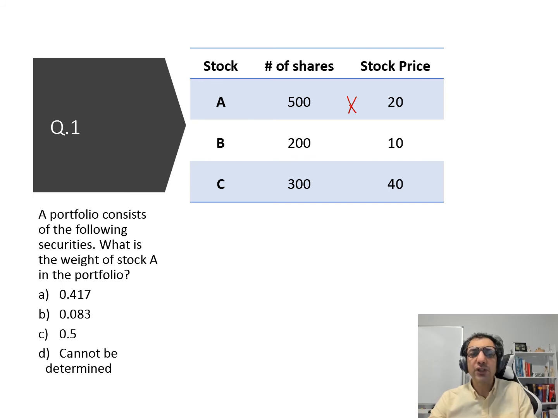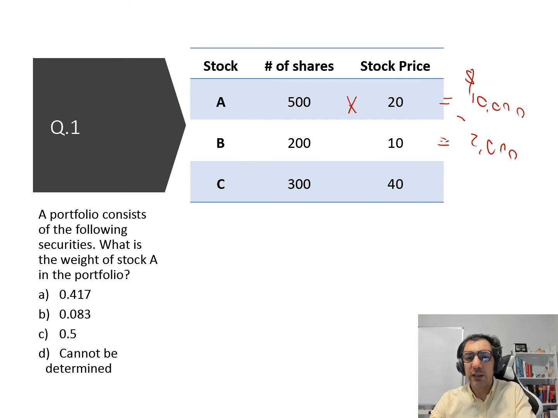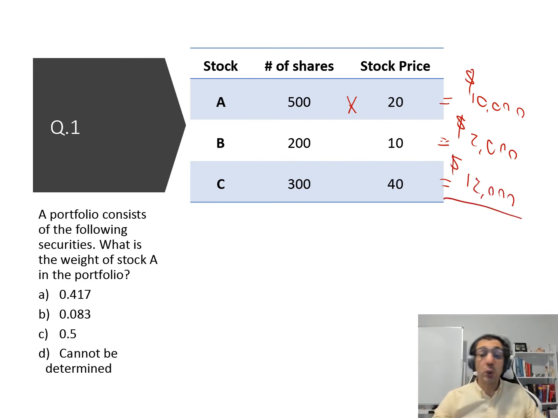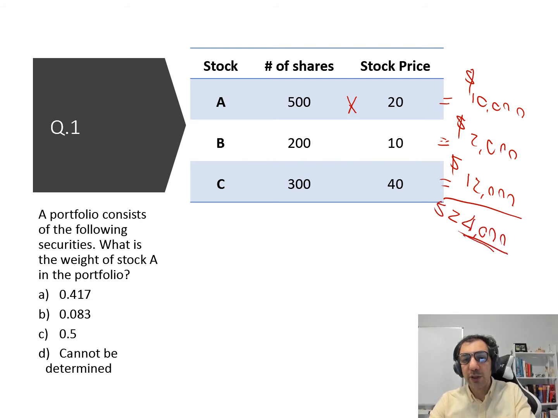So we have 500 shares. The stock price is $20, so it means the market value of stock A is $10,000. 200 shares of stock B, $10 each, which means you have $2,000 worth of stock B. And finally, 300 shares at $40, so you have $12,000 worth of stock C. Now, what is your total value for the portfolio? 10 plus 2 plus 12, it should be $24,000. So this is the total market value of the portfolio.